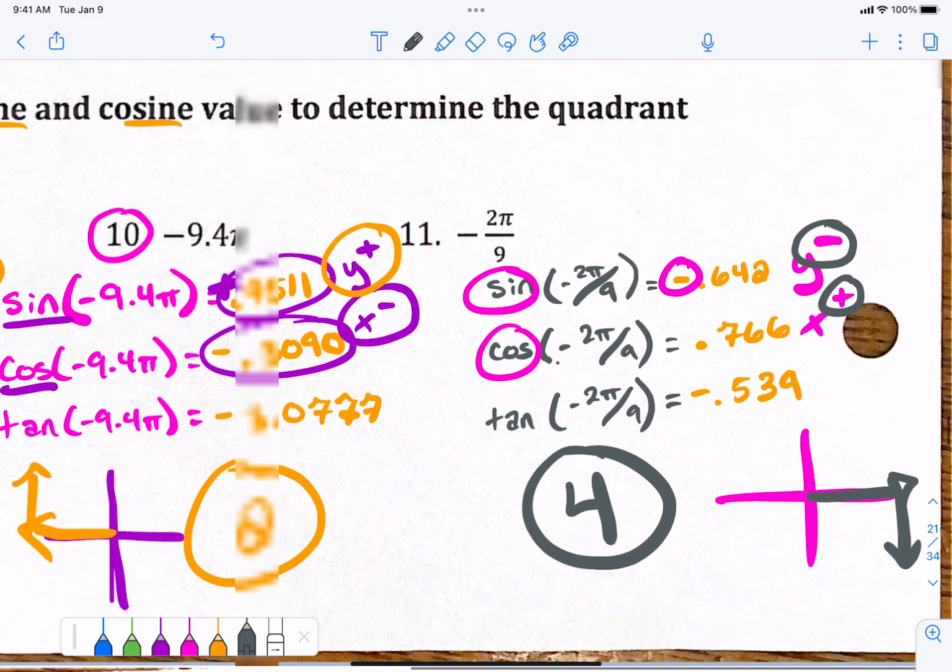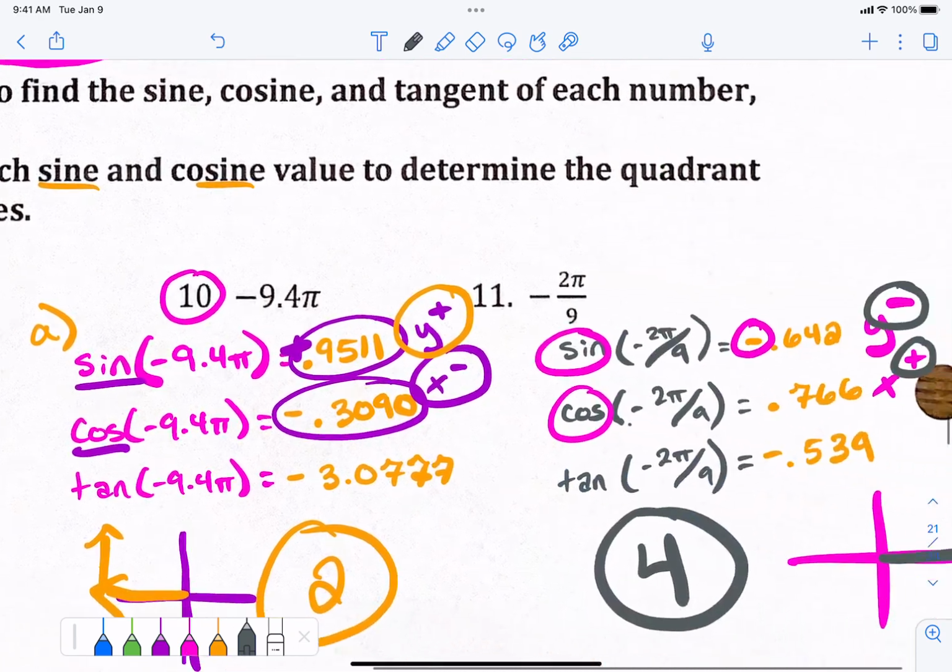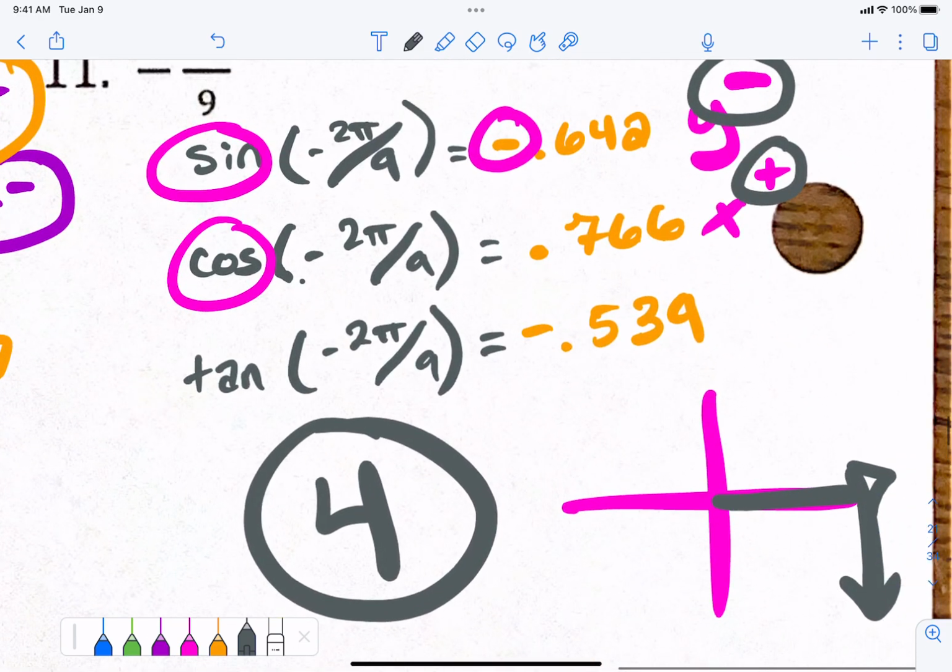That's part B. Part A is asking for sine, cosine, tangent. Part B is just saying what quadrant are we in based upon those values. That means we're in quadrant 4. So negative 2 pi over 9 lives in quadrant 4. Okay, got it?